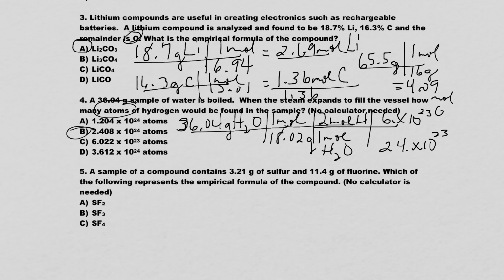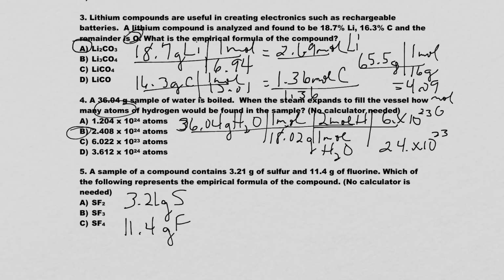Okay, number 5, it says no calculators needed, so this might be another math problem. The sample of a compound contains 3.21 grams of sulfur and 11.4 grams of fluorine. Which of the following represents the empirical formula of the compound? Okay, so this sounds familiar from a problem earlier. The difference here being we don't have percents. So this kind of problem is very common. They don't necessarily give you percents to start with. They might go ahead and just give you the masses.